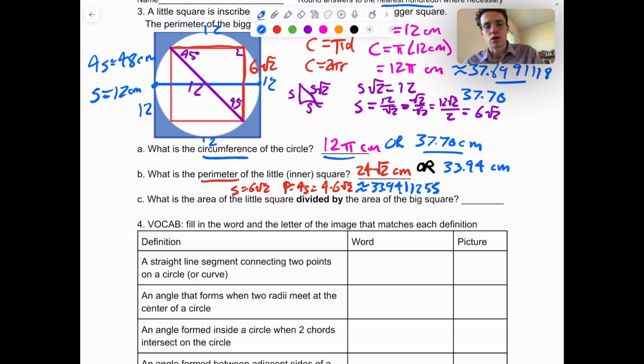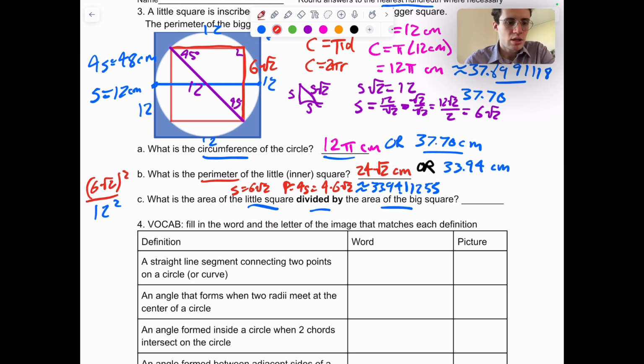What is the area of the little square divided by the area of the big square? In this case, you could find the areas of both. So you could do 6 root 2 squared, right? The area of the square is the side squared, divided by 12 squared. Now make sure, a lot of people mess this up. It should be little square divided by the big square. So it should be less than 1, right? Because you've got the smaller one over the big one. It's a small to big ratio.